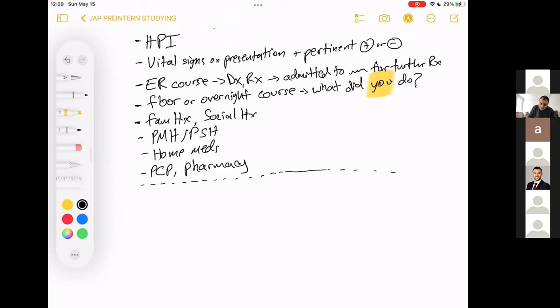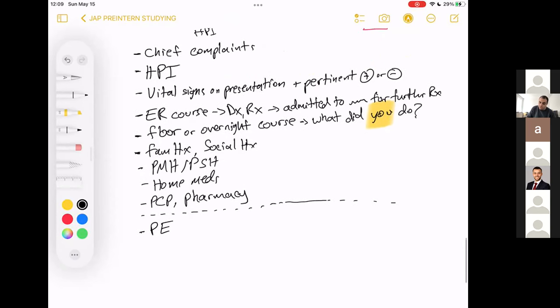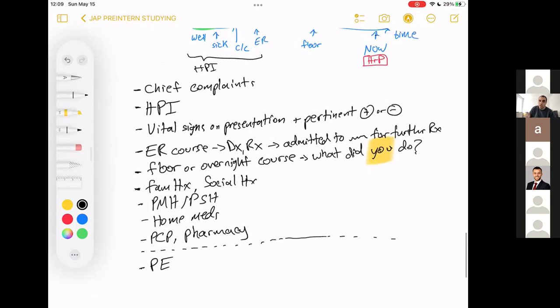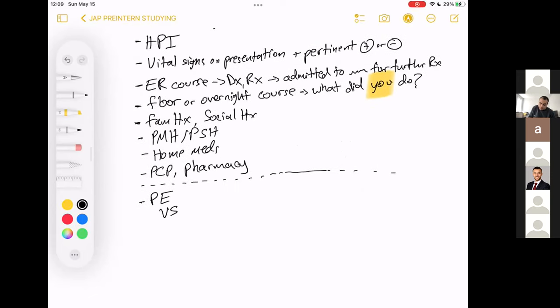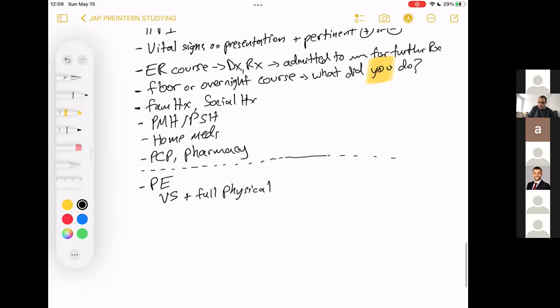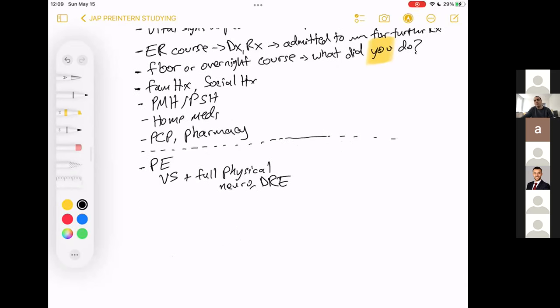Then what comes next is your physical exam, okay? The physical exam is really when you saw the patient, what did you see? And again, this is now. So you're gonna put the vital signs now, plus the full physical exam that you've done. You're gonna mention everything essentially, neuro, DRE, people forget that. Don't forget the DRE, because that's pretty important to mention, especially if somebody is having bleeding or something.